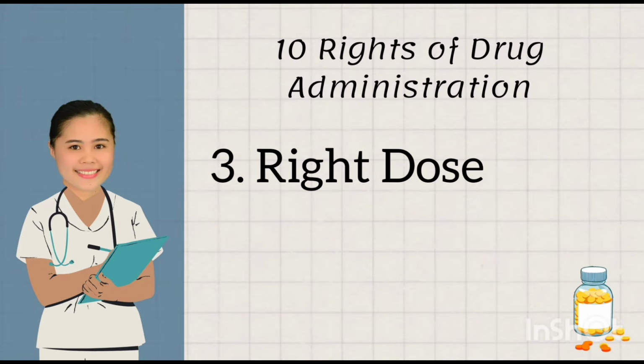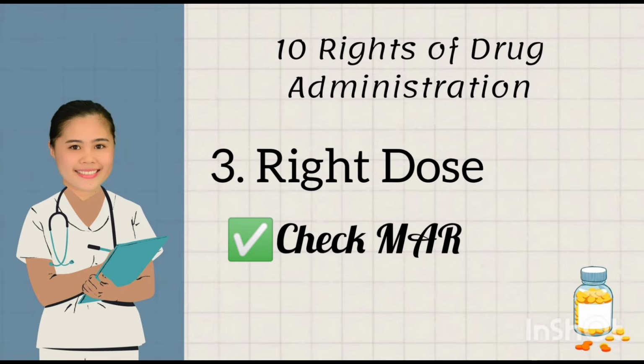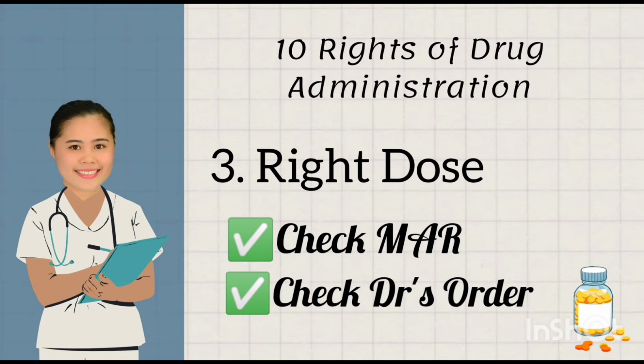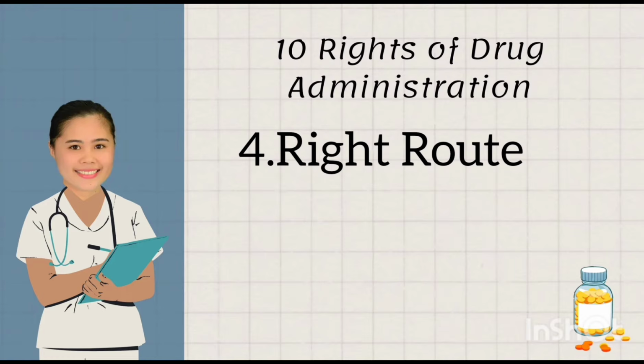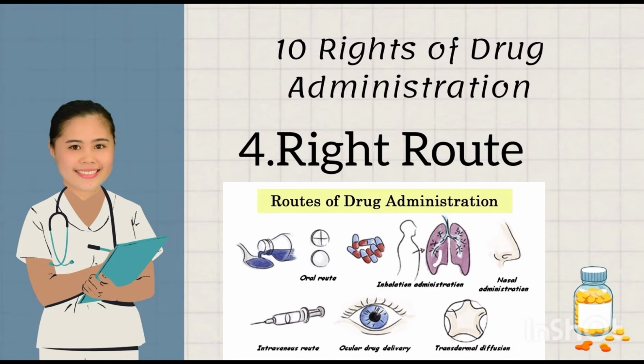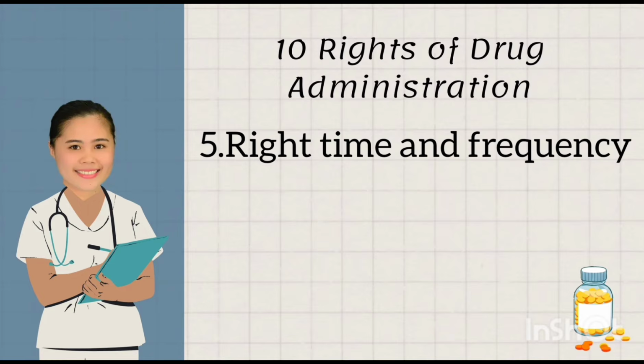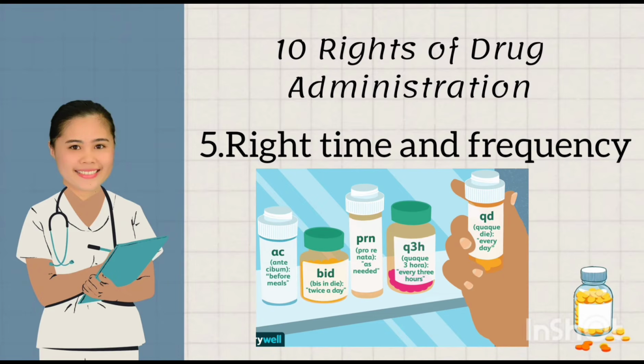Third is the right dose. Check the medication sheet and the doctor's order before medicating. Be aware of the difference between an adult and a pediatric dose. Fourth is the right route. Check the order if it's oral, intravenous, subcutaneous, and intramuscular. Fifth is the right time and frequency. Check the order for when it would be given and when was the last time it was given.